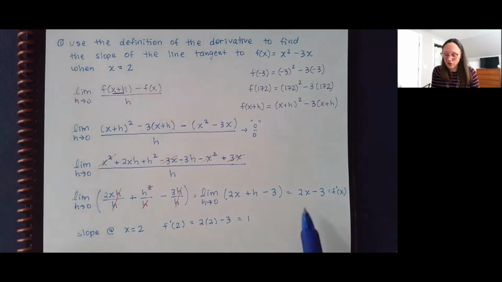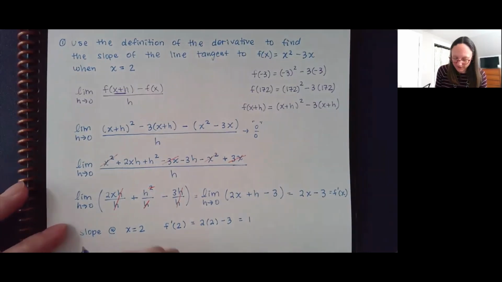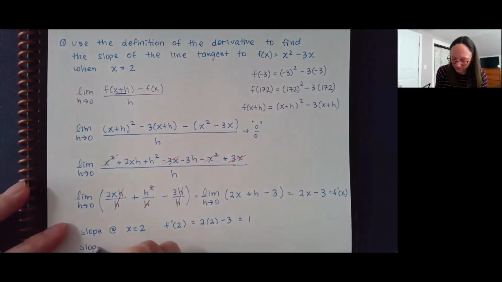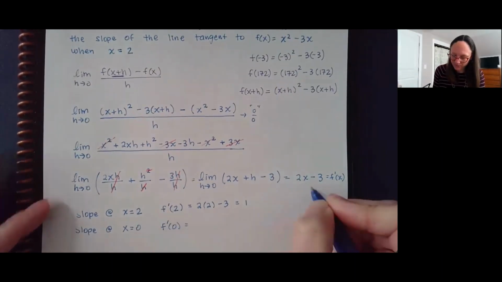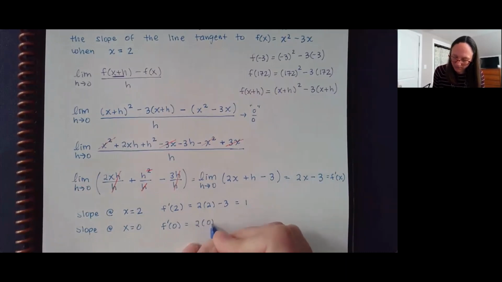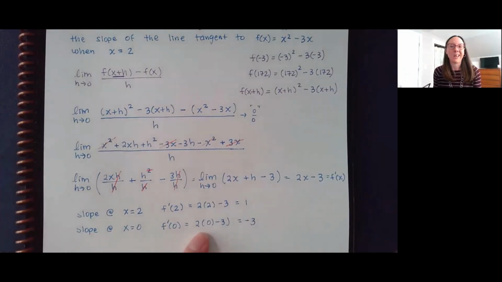And the nice thing about doing it kind of generically from the beginning is that now I could find the slope at any point. So if I wanted to find the slope at x equals 0, then I just have to plug in 0 to our rule. There we go. I'd get 0 minus 3, negative 3. And I could do this for any point.